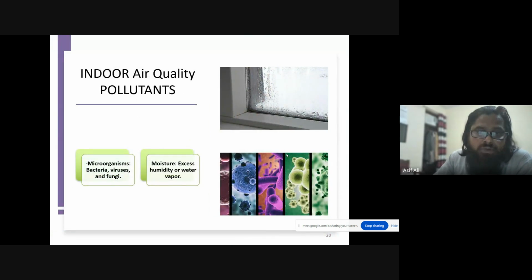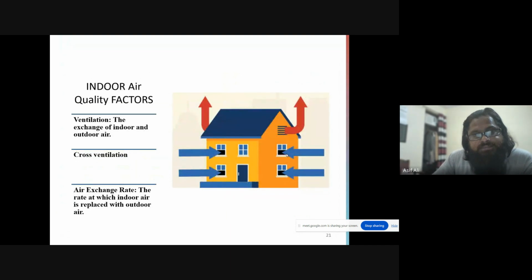So that is also important. And obviously, now the answer of this, as the Aligarh person asked me: the moisture, excess humidity of water vapors, they are the houses for the microorganisms, for the bacteria, viruses, and fungi. So it is very necessary that the moisture should not be in your house or at your workplace. That is going to affect your health. That will create or develop the bacteria, viruses, and other pollutants in the air.